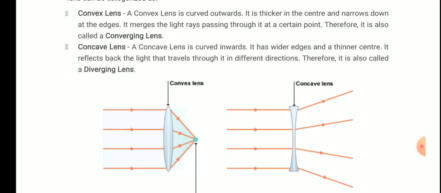Now let's talk about the concave lens. A concave lens is curved inwards. You can see in the diagram also, it has wider edges and a thinner center. The difference from the convex is that the convex lens is thick in the center, whereas the concave lens is thick at the edges. So it has wider edges and a thinner center. It spreads the light that travels through it in different directions, and therefore it is also called a diverging lens. You can see the diagrams of the convex lens and concave lens. Now read it on your own, what is a convex lens and a concave lens.